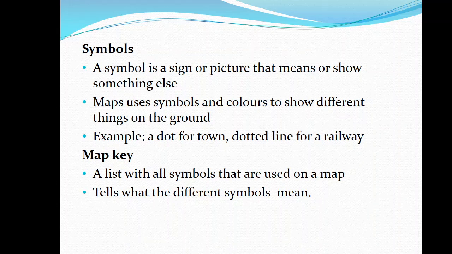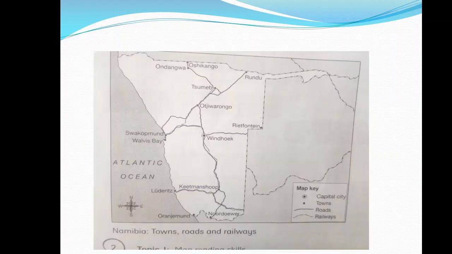Map key. What is a map key? It is a list with all symbols that are used on a map. A map key is the one that tells us what different symbols mean. Let us refer back to our map again on page 2. The map key is the one on the right side of the picture, and is the one which states the different kinds of symbols which are used.